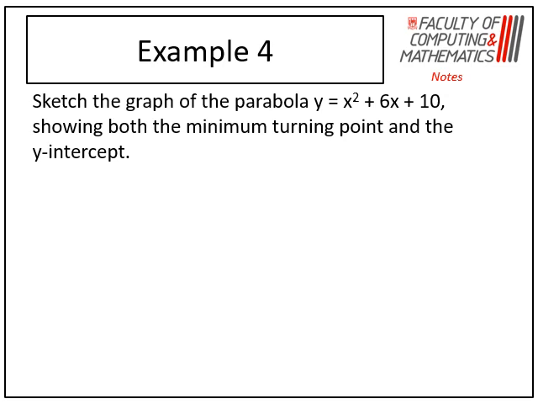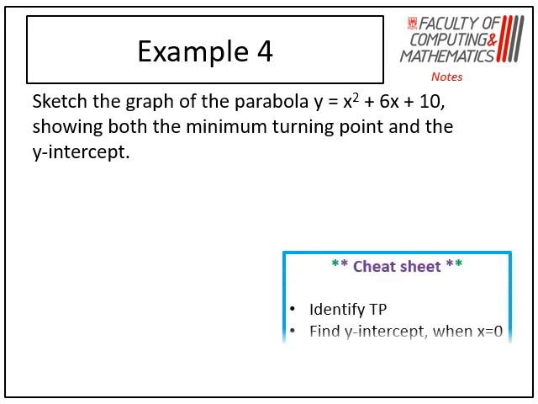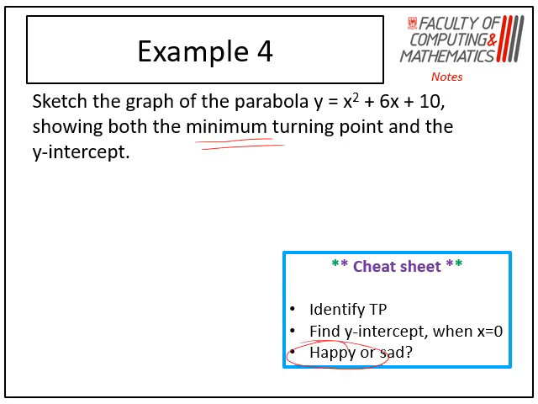Okay, let's take a look at this one. So sketching the graph of the parabola y is equal to x squared plus 6x plus 10. Again, showing the minimum turning point, so you know it's a happy graph. So straight away you know it's going to be that one. And then you also need to show your y-intercept as well. So you still want to find the turning point and the y-intercept.